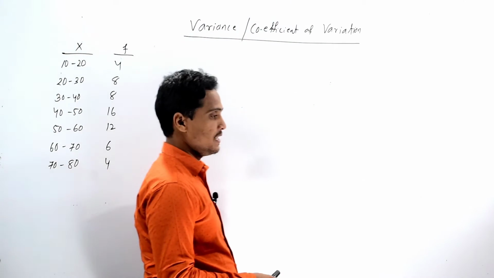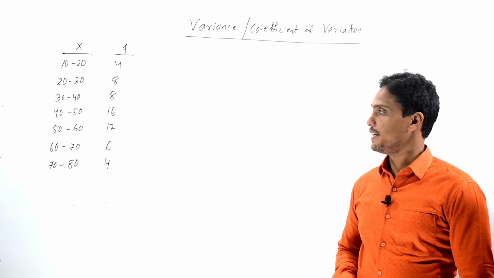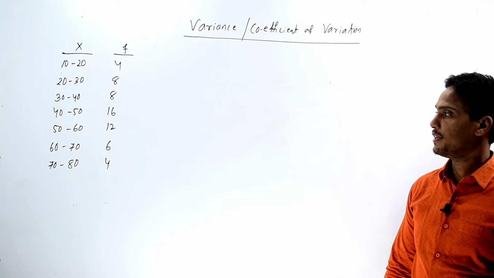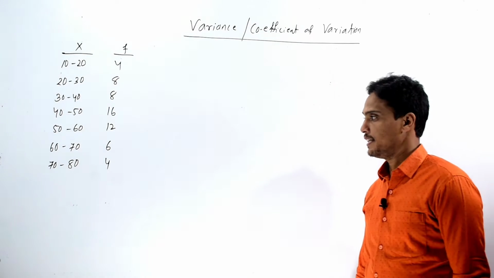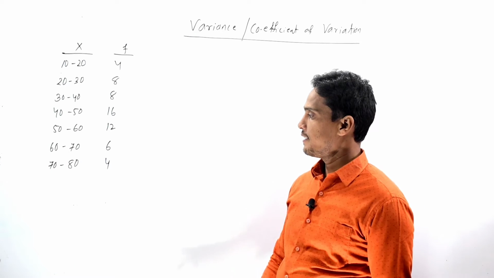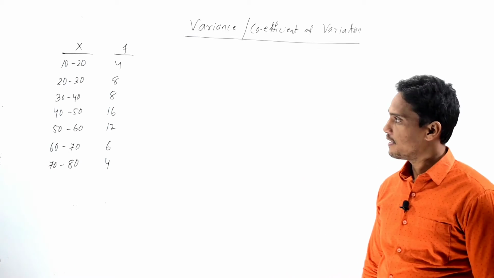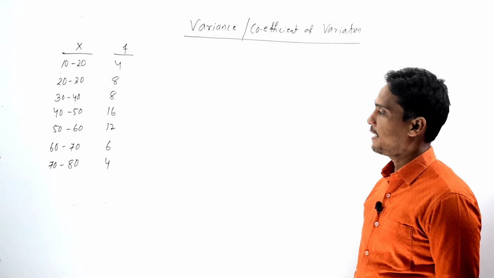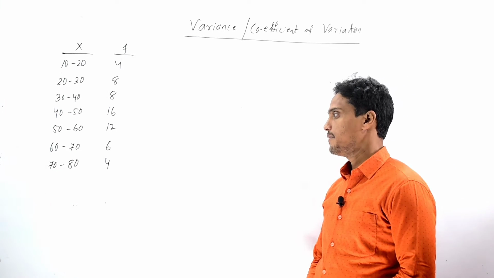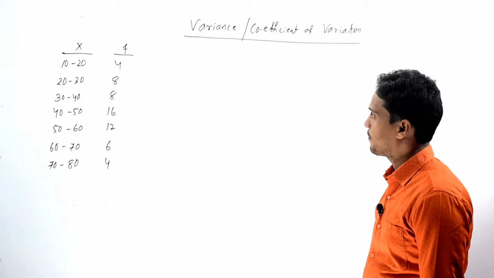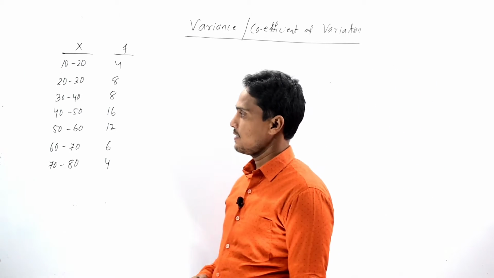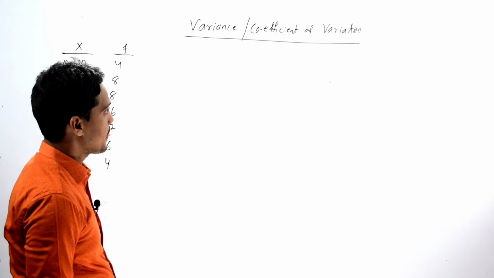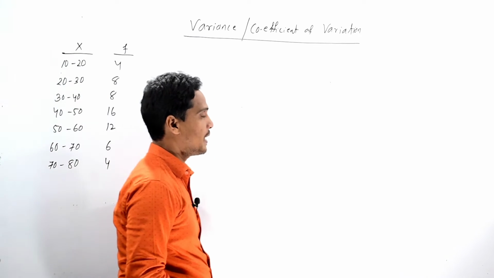Our given series is 10 to 20, 20 to 30, 30 to 40, 40 to 50, 50 to 60, 60 to 70, and 70 to 80, and their respective frequencies are 4, 8, 8, 16, 12, 6, and 4. In the given series, we have to find out variance and coefficient of variation.